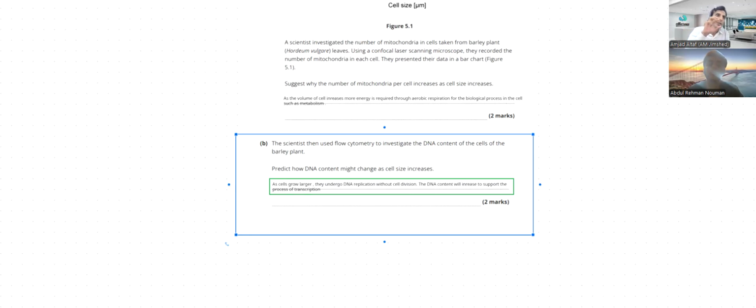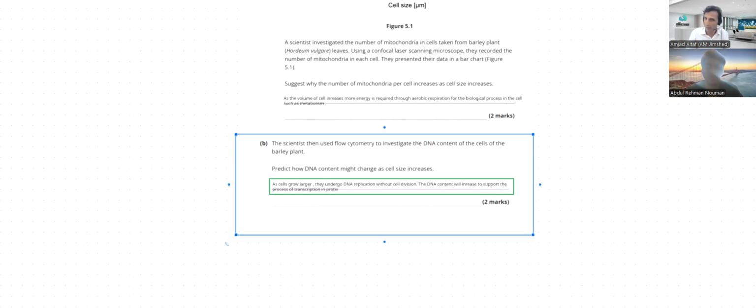Keep in mind, whenever the cell size is increased, it needs more proteins and more of the different activities going on in that cell. So that needs more transcription. If more transcription is required, it means the overall DNA content is increased. On that basis, we can say that it may undergo DNA replication without cell division.